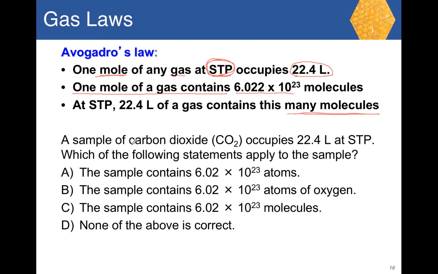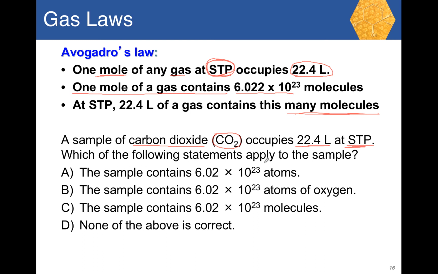So, a sample of carbon dioxide. It didn't state it, but it's carbon dioxide gas. Here is the formula. Notice it's a fixed ratio between carbon and oxygen. That's why it's a compound. It occupies 22.4 liters at STP. Key term: STP.